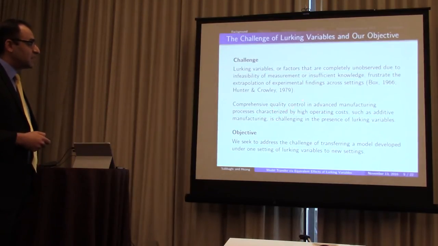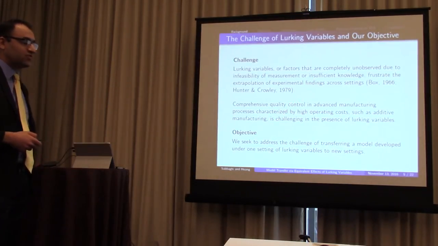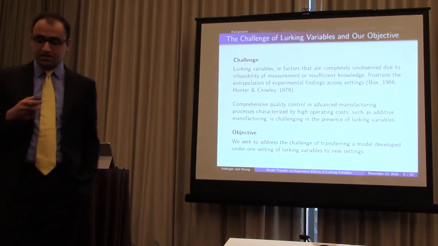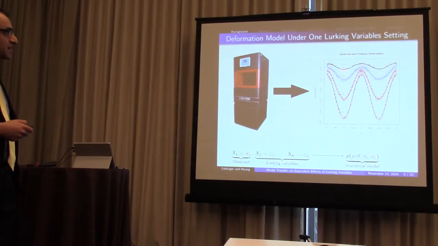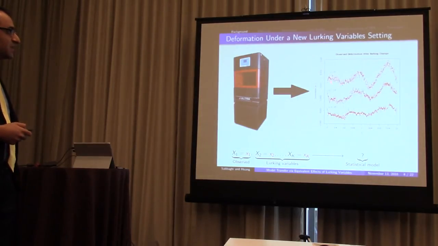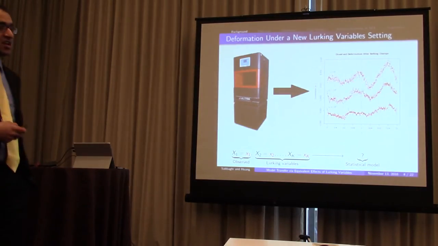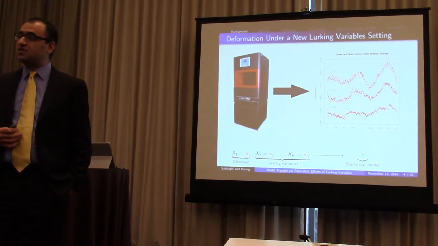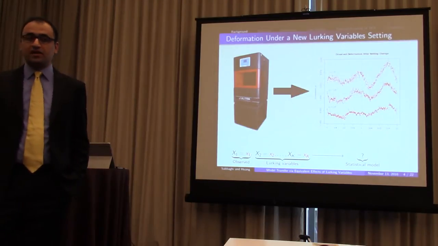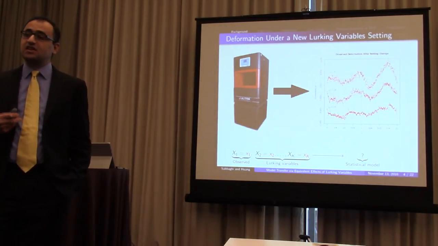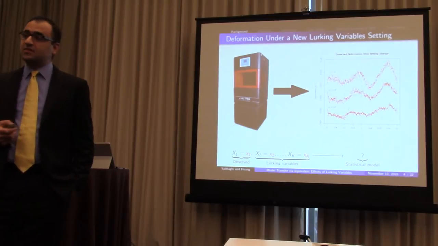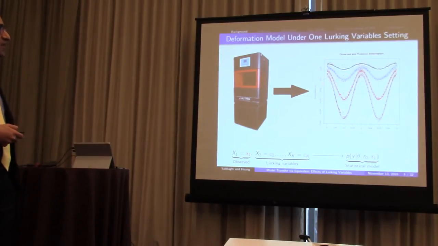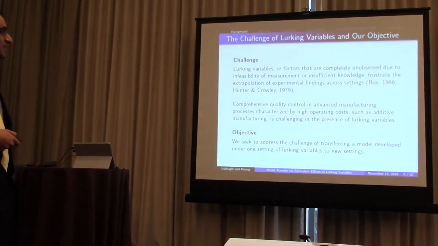And this is especially a big challenge for advanced manufacturing processes such as additive manufacturing, where it's actually expensive to manufacture these products. As I've shown, we could work with four products here and perhaps manufacture another three products under this new setting, but for every possible setting of lurking variable, every possible setting of these 3D printers, we don't want to continue manufacturing a lot of case studies, performing extensive experiments so as to redevelop new models. We'd really like to transfer the knowledge we develop from one setting to new settings, and that's our objective.